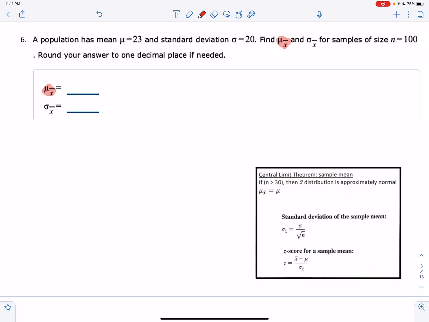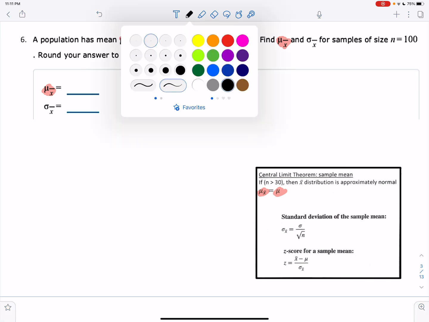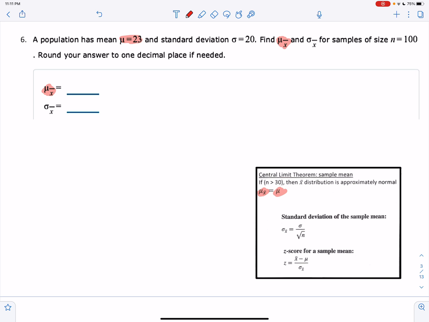Our mean of our sample means is going to be equal to the population mean. It tells us at the very beginning that the population mean is 23. If that's our population mean, then that's also the mean of our sample means. So this is going to mean that the mean of our sample means is 23.